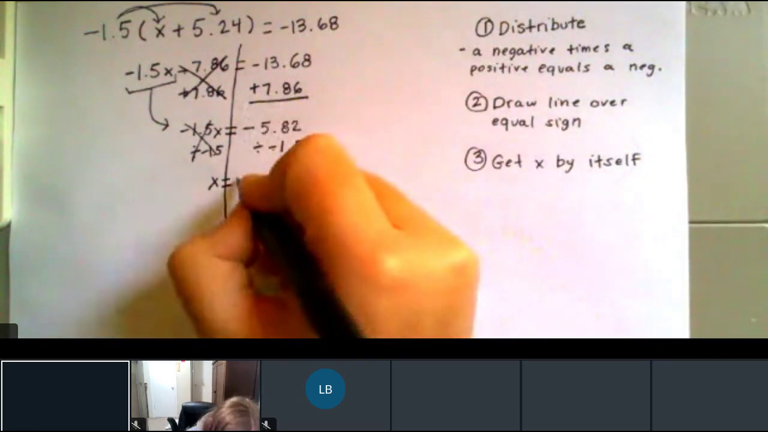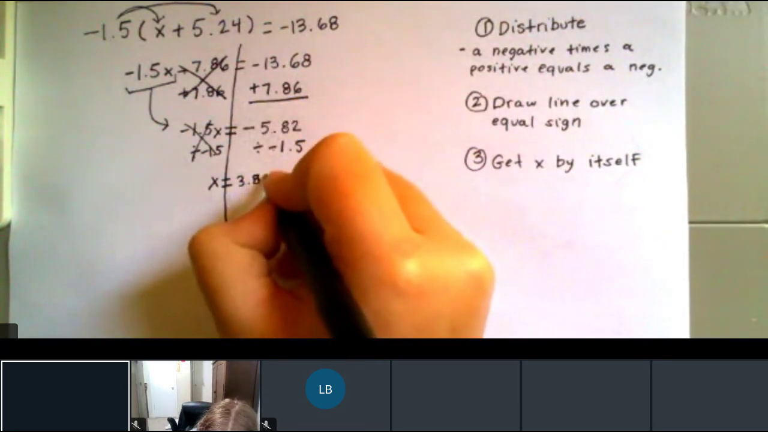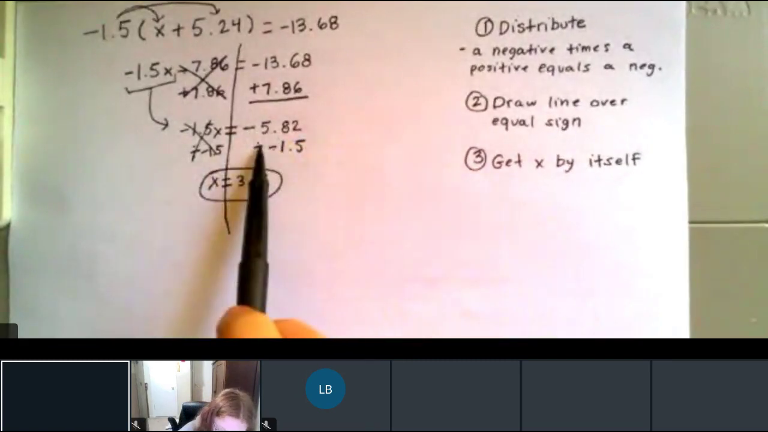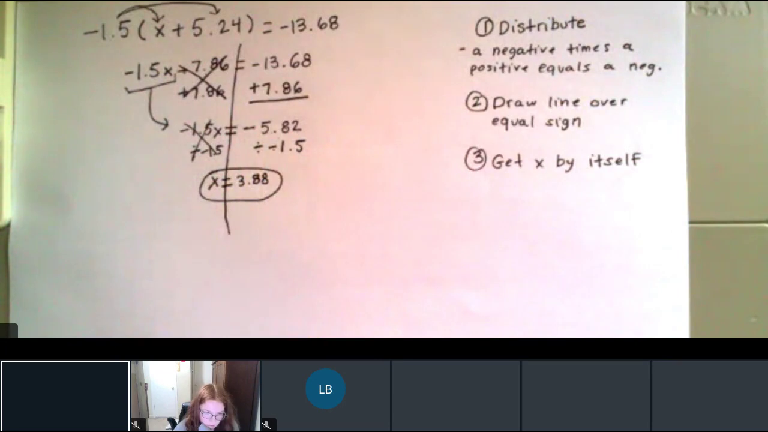Yes, exactly. So your answer would be 3.88. And we know a negative divided by a negative is a positive, so that's why your answer is positive.